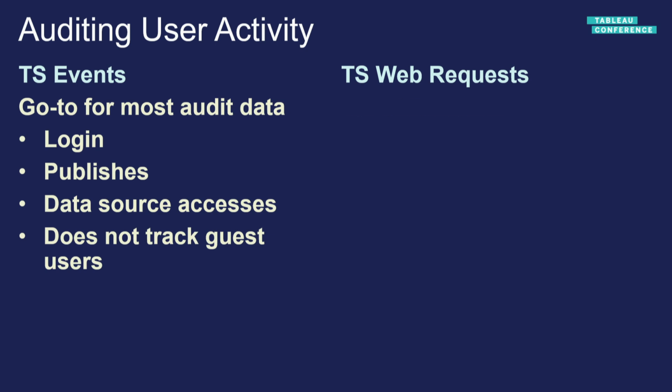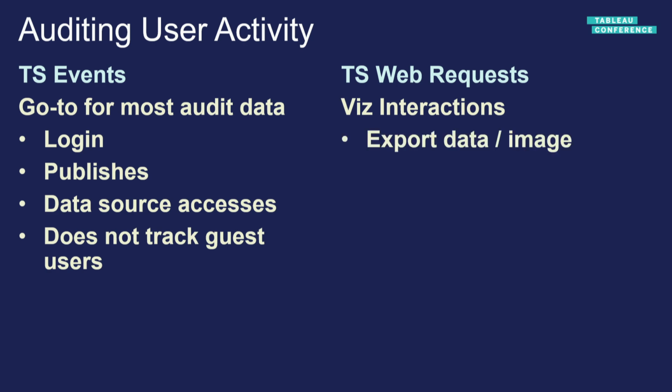TS web requests is more focused on viz interaction, so when you have someone that's logged in and looking at a viz, you're going to get more data about that from here. It does have export information, so if they export that viz to PDF, CSV, or image, you'll get that here. Or if they're accessing the underlying data, it'll show that as well. It also has some information on failed requests. So if you want to look for failures in Tableau Server, that's going to be here, and it's not going to show up in TS events, because TS events only shows you successes.